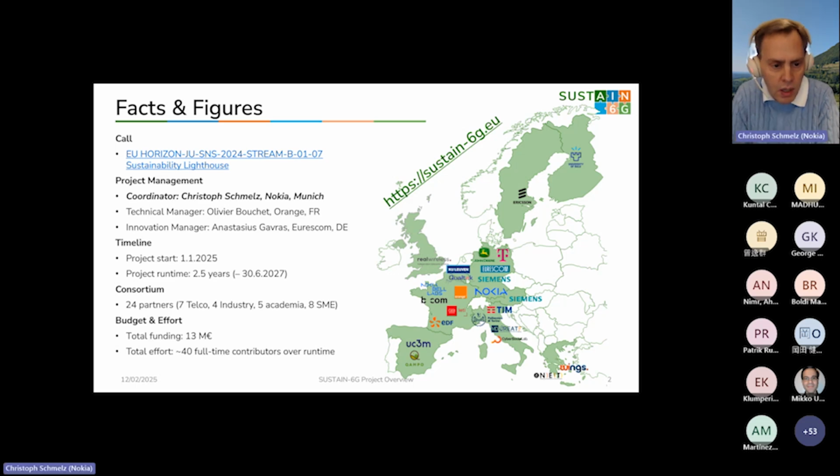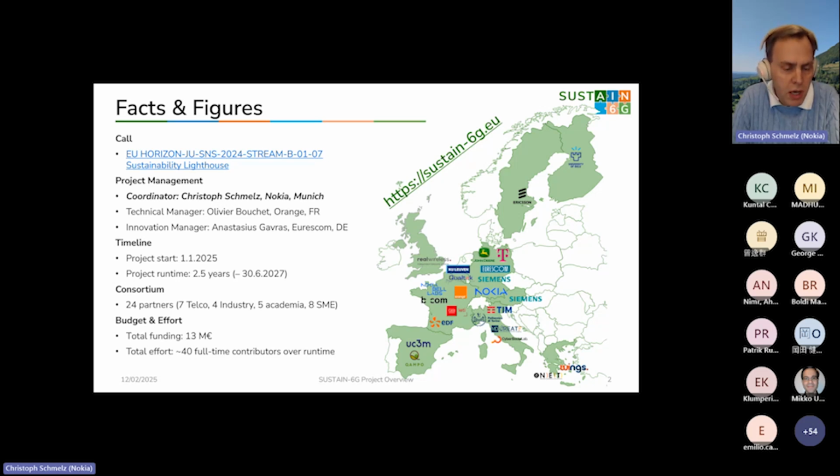Some quick facts and figures about the project. The links are also available in the PDF, which I made available, hopefully to all of you. As said, me being coordinator, we have Olivier Boucher from Orange in France, who took the role as technical manager, and Tassos Gavras from Eurescom, who took the role as innovation manager. The project has started on the 1st of January, and exactly 4 weeks ago, we had our kickoff meeting at Orange.